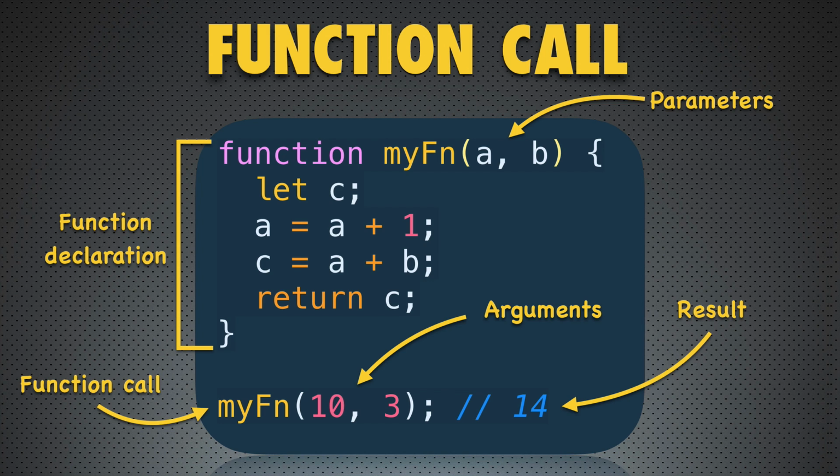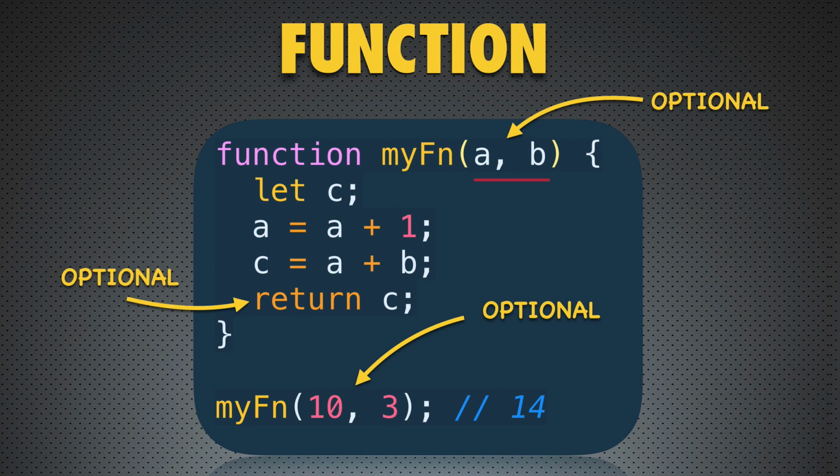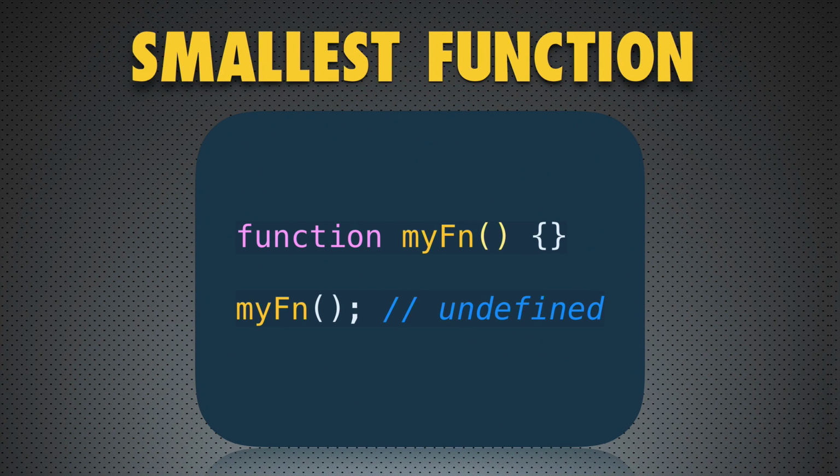Okay, but what about parameters, arguments, return keyword? Are they mandatory or optional? Answer is following. Parameters of the function are optional. Statement with return keyword is also optional. And arguments in the function call are also optional. And that's why you are able to create simplest function in JavaScript. Here it is. Just function keyword, myFn, that is function name, parentheses, pair of curly braces, and that's all.